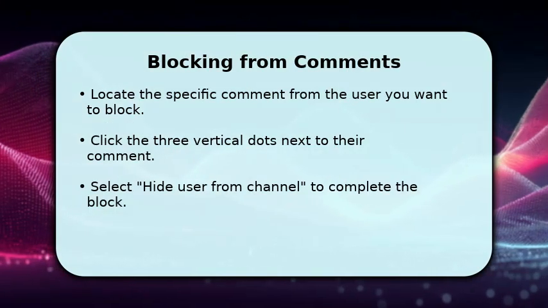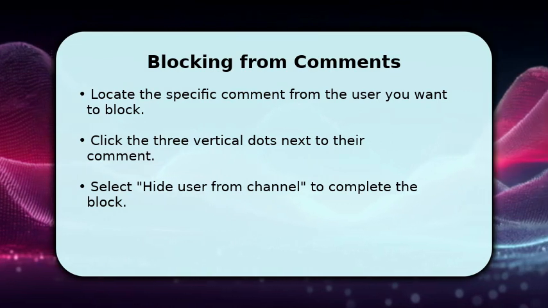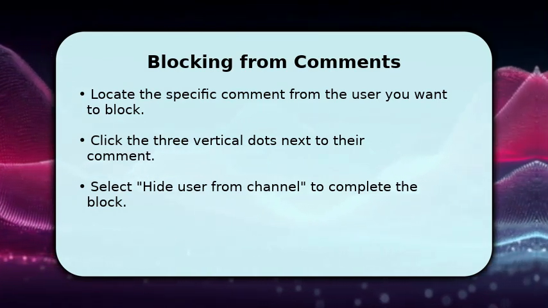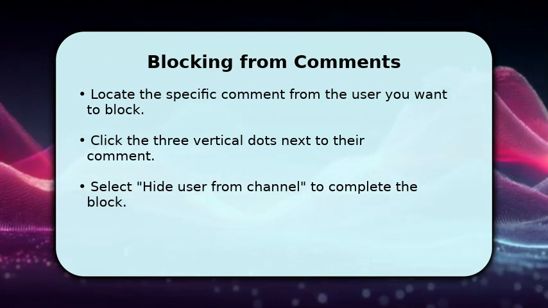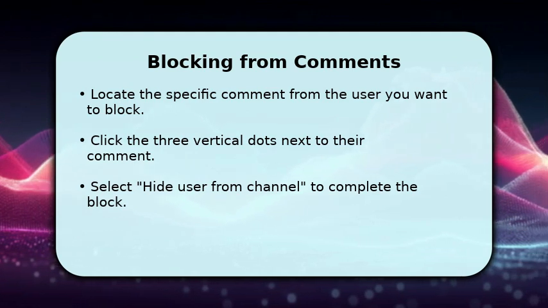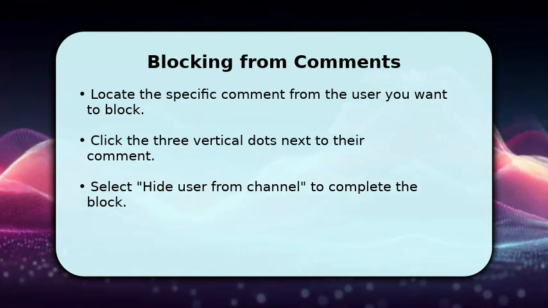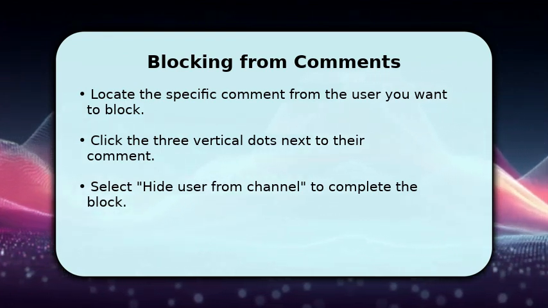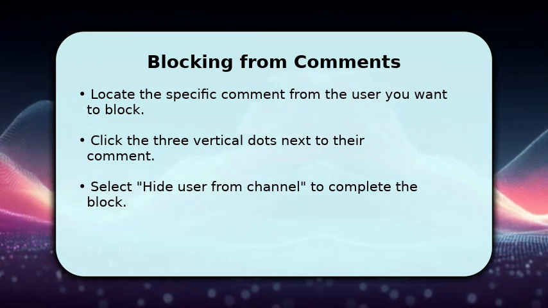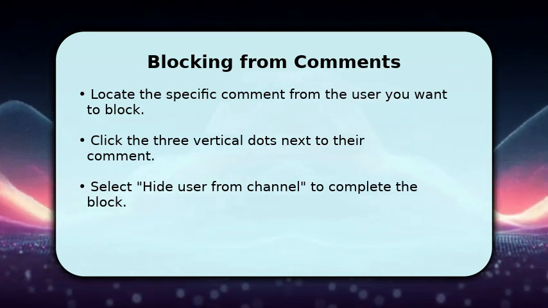One of the easiest ways to block a user is directly from their comment. First, find the comment left by the individual you wish to block. Next, click on the 3 vertical dots positioned right beside their comment. A small menu will appear. Simply select the option that says Hide User from Channel. This action immediately prevents them from commenting on your videos again.